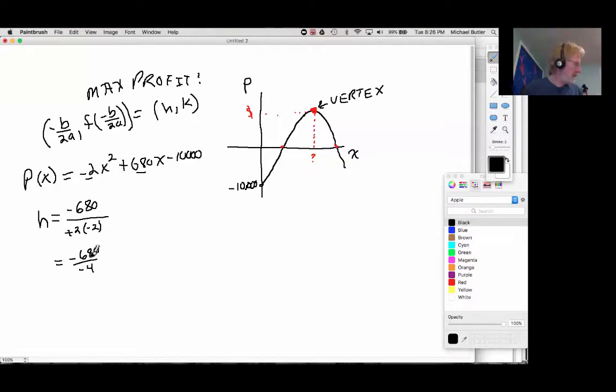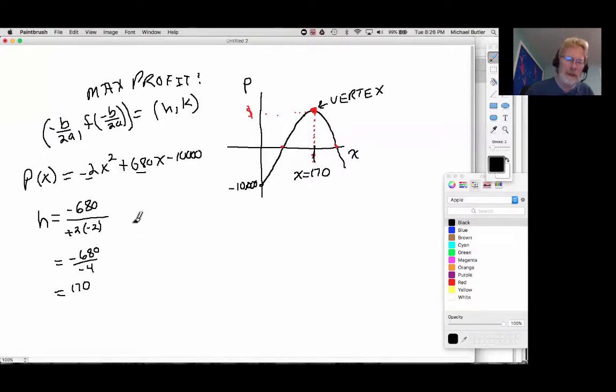Get mine going here on my phone. It's 170? Great, thank you. So that gives me this point right here. That tells me the maximum profit is going to occur when x is equal to 170. So sell 170 of these, my shareholders will be happy. I'll have made as much money as I can off of this.